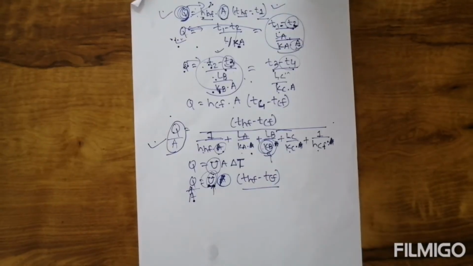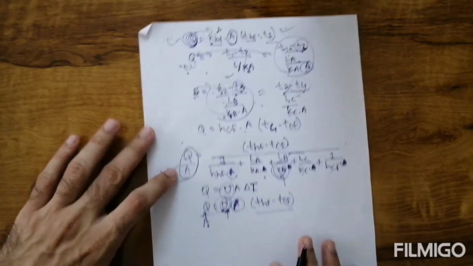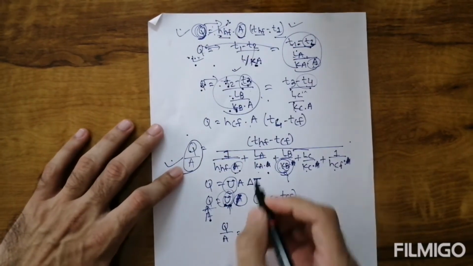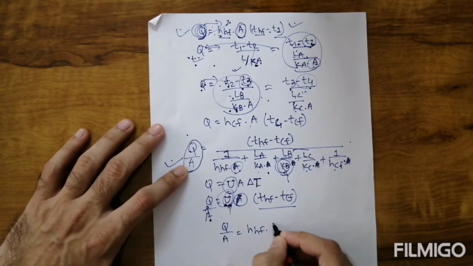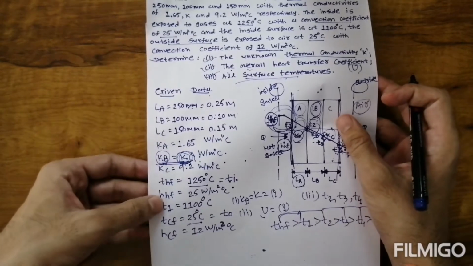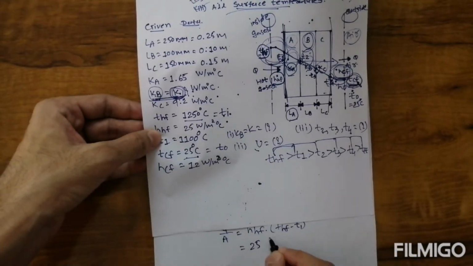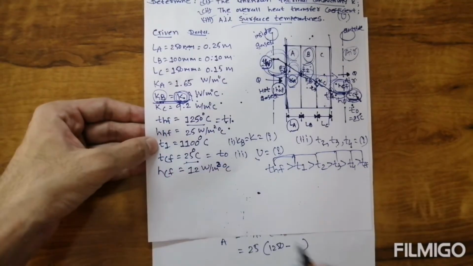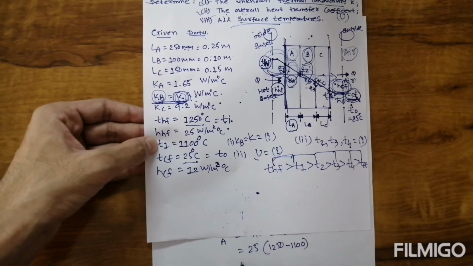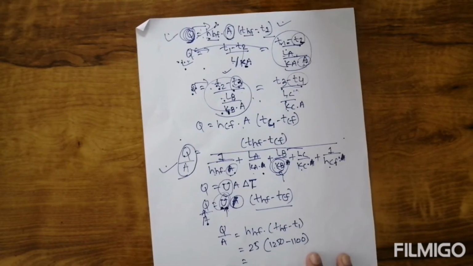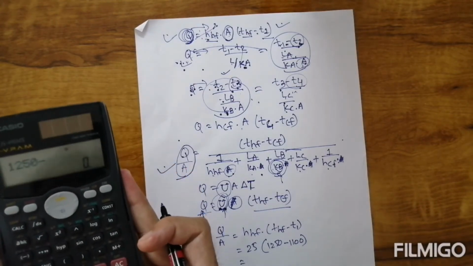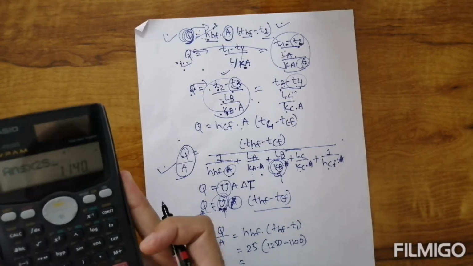Now we start. How can we start? First of all, we find out the Q by A. So Q by A is equal to, from the first equation, HHF into THF minus T1. What will be the value of HHF? HHF is 25. THF is how much? 1250, minus T1, which is 1100. So from that equation we can find out the value of Q by A: 1250 minus 1100, multiplied by 25.